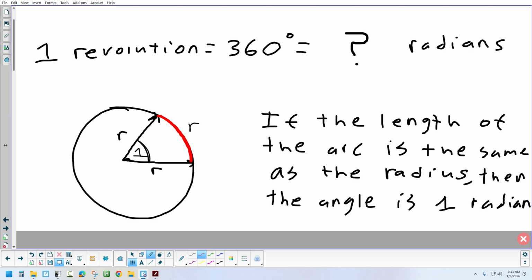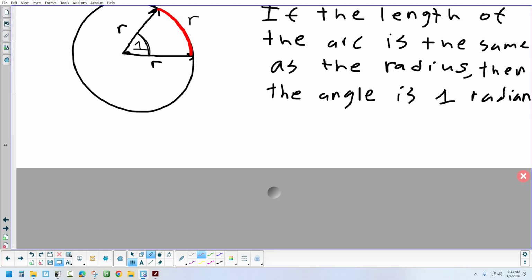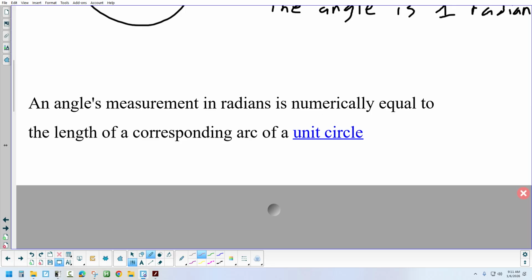All right, so it's good to know what it looks like, but we need to be able to convert from radians to degrees. In order to do that, we've got to start with something. So I've got to give you a fact that you can use that will help you to convert between radians and degrees.